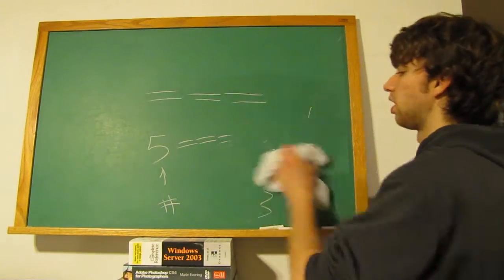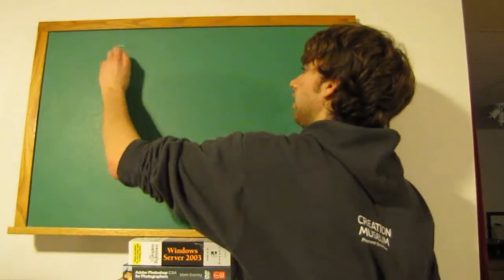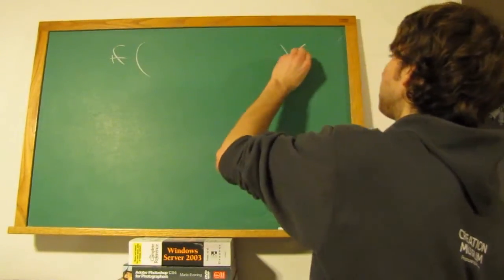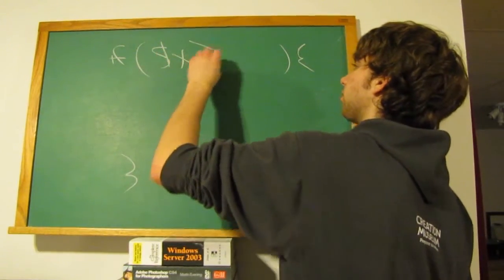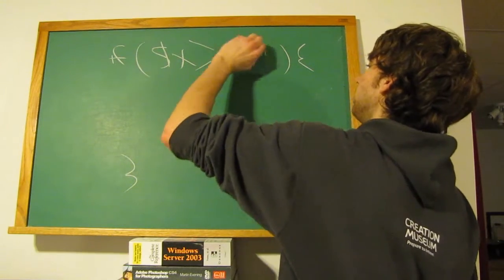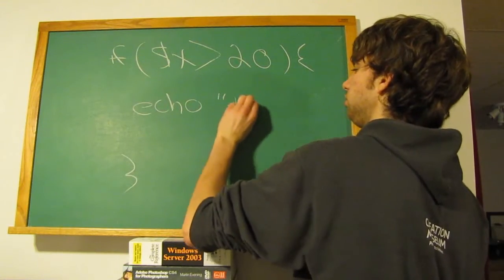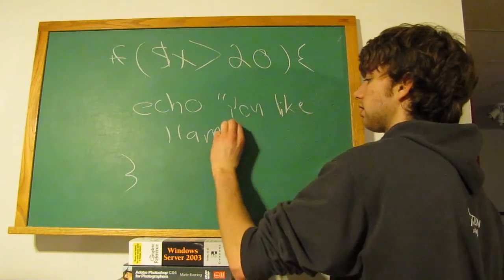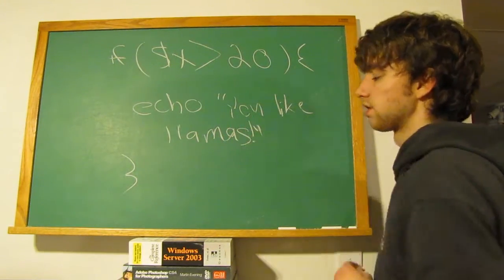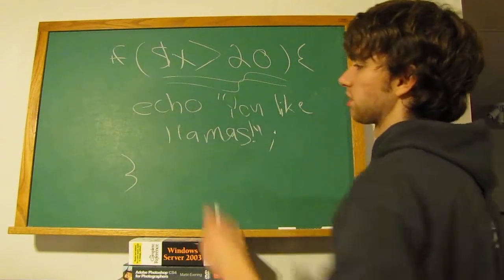Now, comparison operators are often used with if statements. So we do an if, and then our expression is going to compare two values. So if the variable x is greater than 20, echo you like llamas. So that's just a stupid example, but that is when a comparison operator is most commonly used.